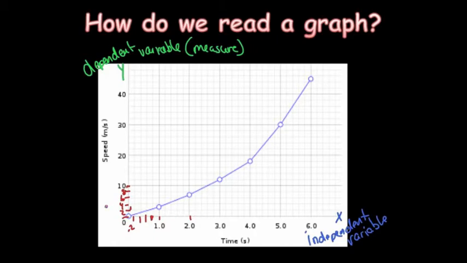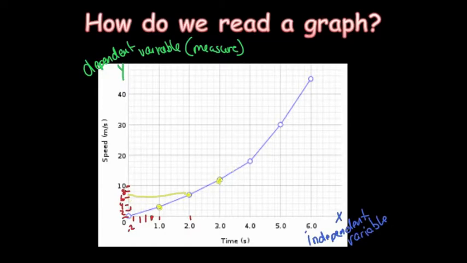Okay? Now, how do we read this? What does this tell us? This graph tells us that at the 1 second mark, you're going between 2 and 4 meters per second. So you're going about 3 meters per second at the 1 second mark. At the 2 second mark, you follow it across, you look at the left, try and go straight as possible. You're going about 7 meters per second.